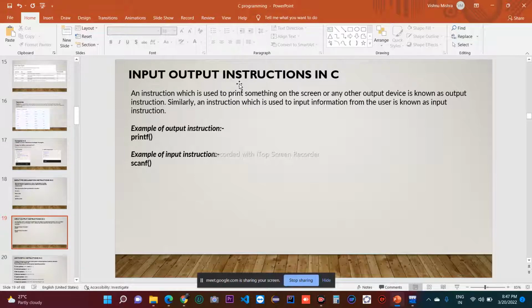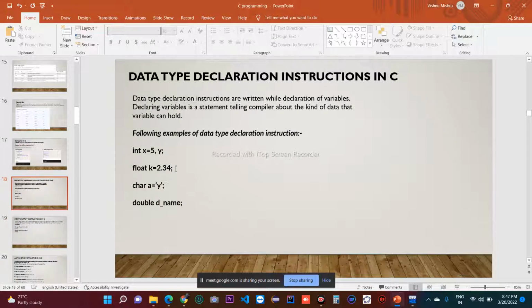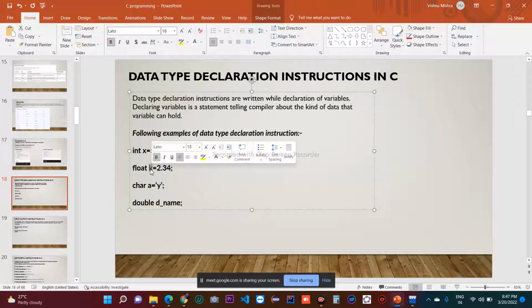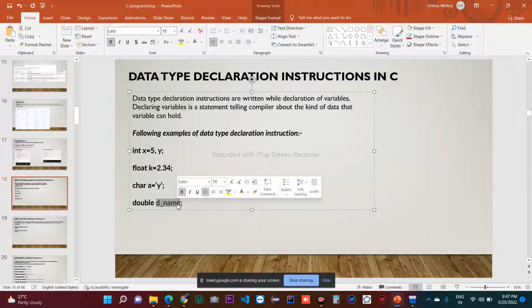And what are input output instructions in C? These are nothing but the printf and scanf functions. These are input output instructions, and these are data type declaration instructions. What is the data type of x? The data type of x is int. What is the data type of k? The data type of k is float. What is the data type of a? It is character. What is the data type of d name? D name is a variable, double. What is double? Double is float's big brother, you can say. Float is of 4 bytes and double is of 8 bytes.